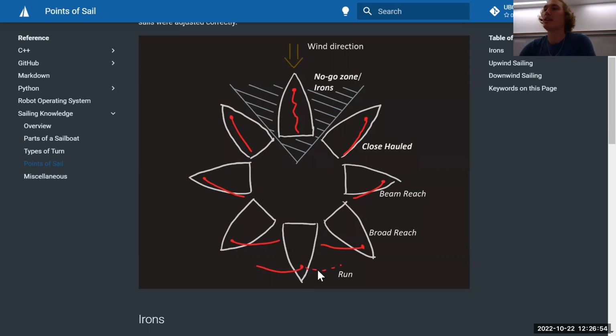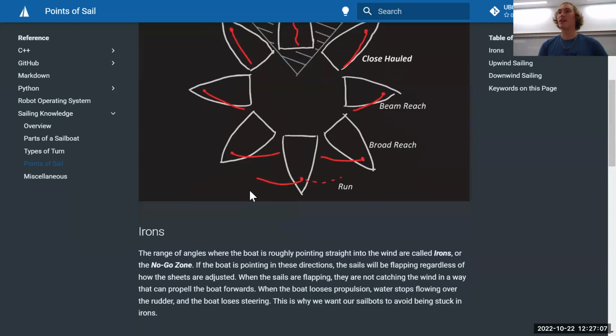And then the run here, it's a little bit special because the sail can be on either side of the boat, and you can sail in the same direction. Whereas all these other ones, if your sail's on one side, you have to sail in one direction. And if your sail's on the other, you have to sail in the other direction.